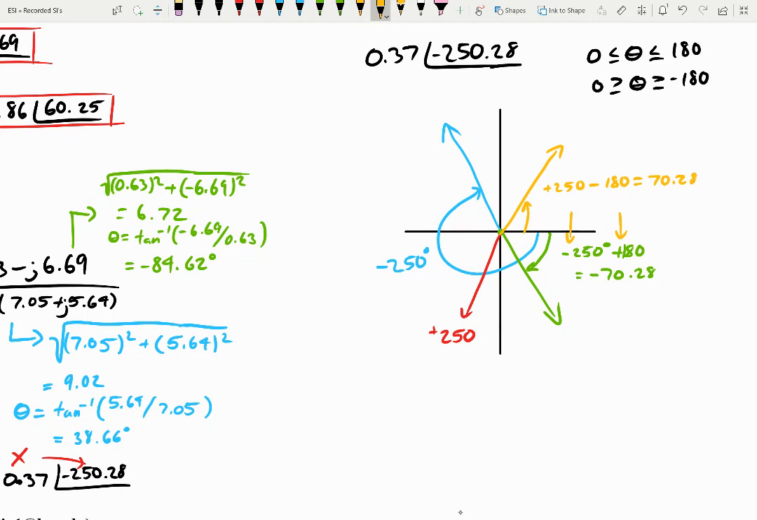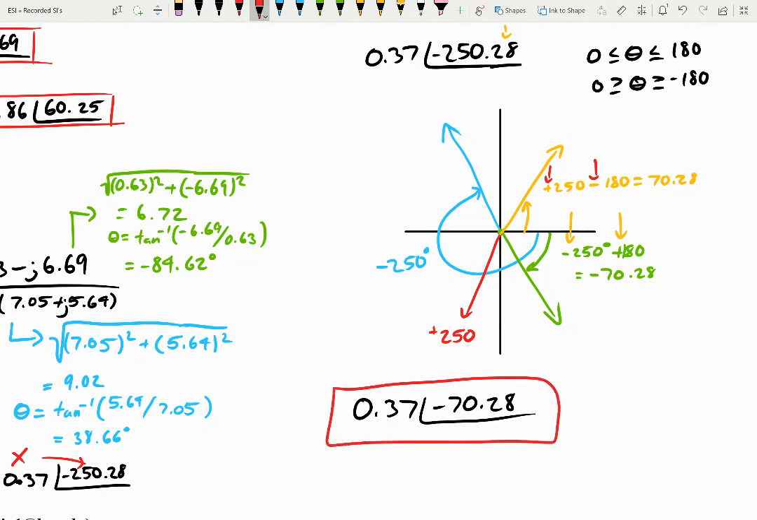That 0.28 is just coming from the part up here. But anyway, what I was saying is, if you're beyond negative 180 you add, and if you're beyond positive 180 you subtract. So they have opposite signs to get you to the right value. Okay. So our correct answer is going to be 0.37 at an angle of negative 70.28 degrees. That is our final answer.